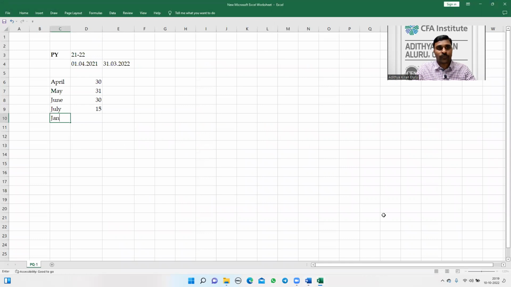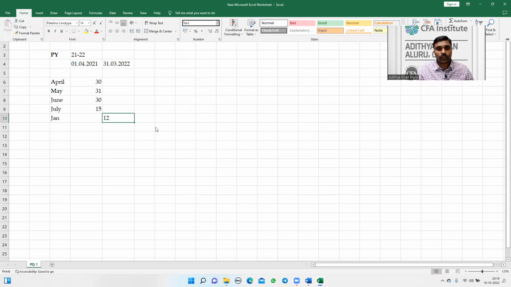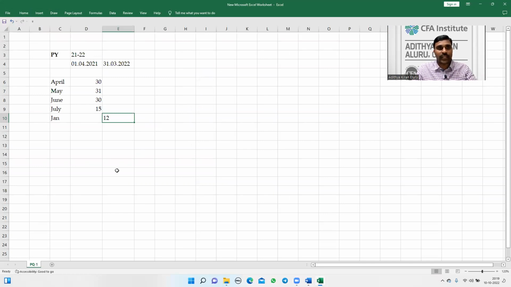So in the month of January, we have 31 days minus 19 days in India, which is 12 days. February, 28 days. March, 31 days. Therefore, in total, he has stayed in India for a period of 167 days.